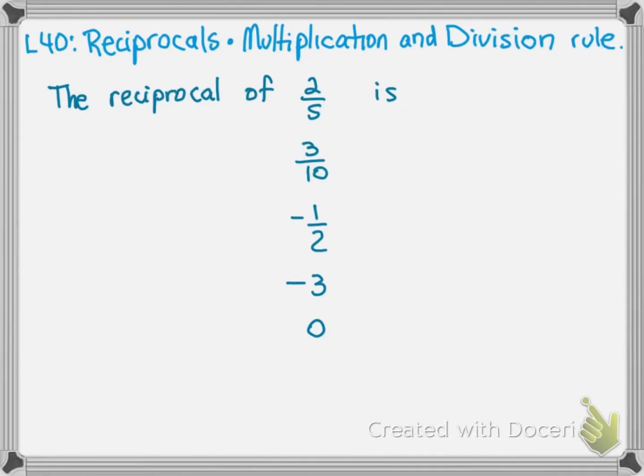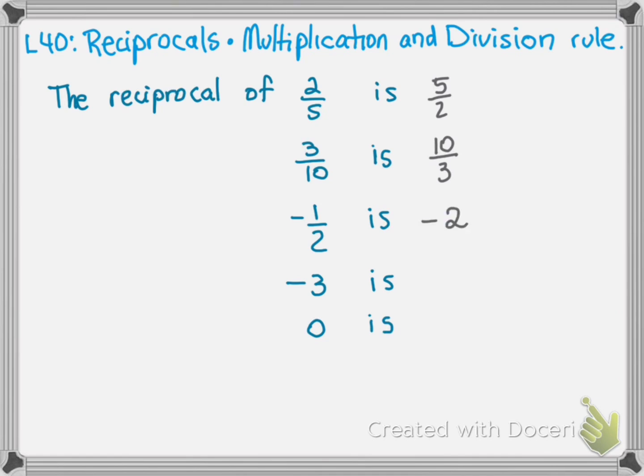Lesson 40, Reciprocals, Multiplication and Division Rule. So remember, the reciprocal of a number is to flip the denominator with the numerator. So in the case of 2/5, the reciprocal is 5/2. The reciprocal of 3/10 is 10/3. The reciprocal of -1/2 is -2.